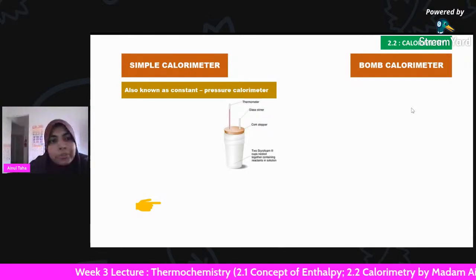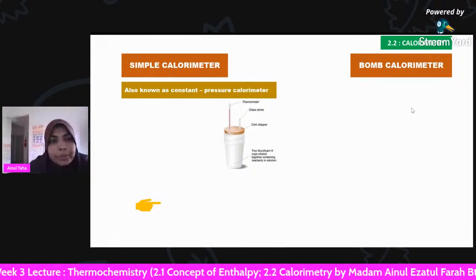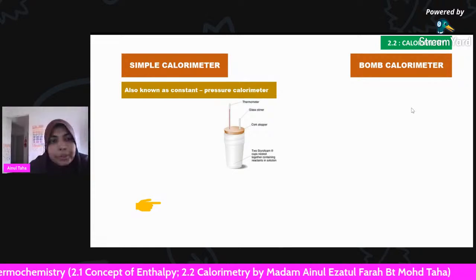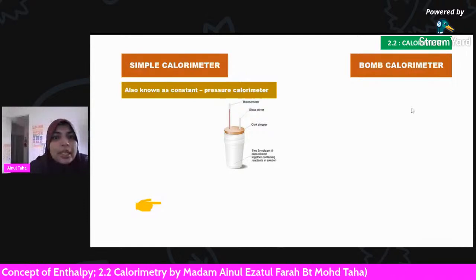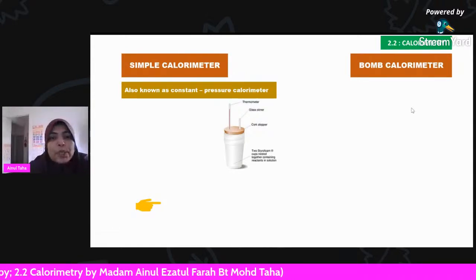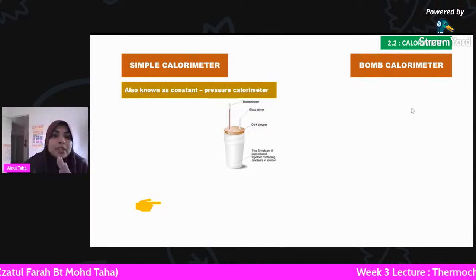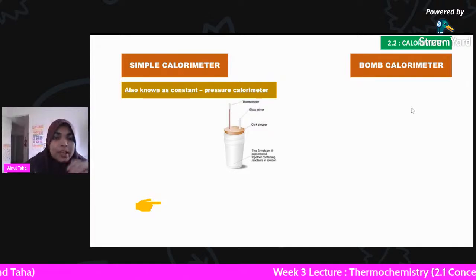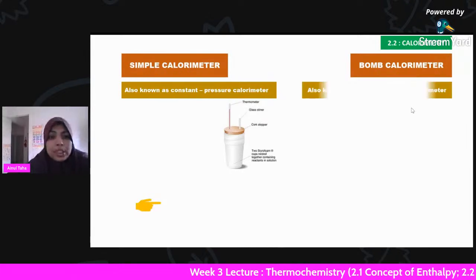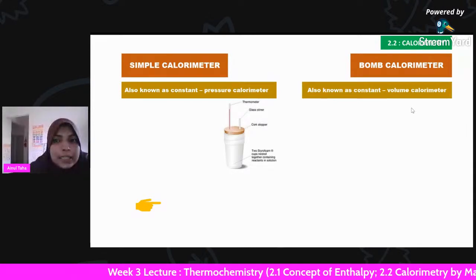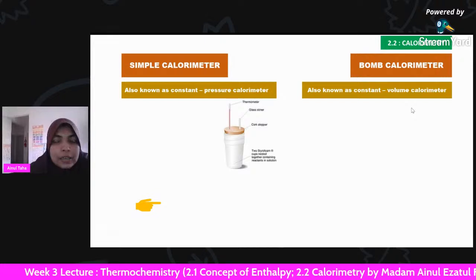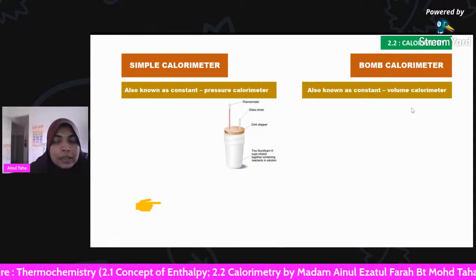The simple calorimeter is also known as a constant pressure calorimeter. The words constant pressure calorimeter mean the pressure is constant and it won't change. And this other one is a calorimeter which is at constant volume.